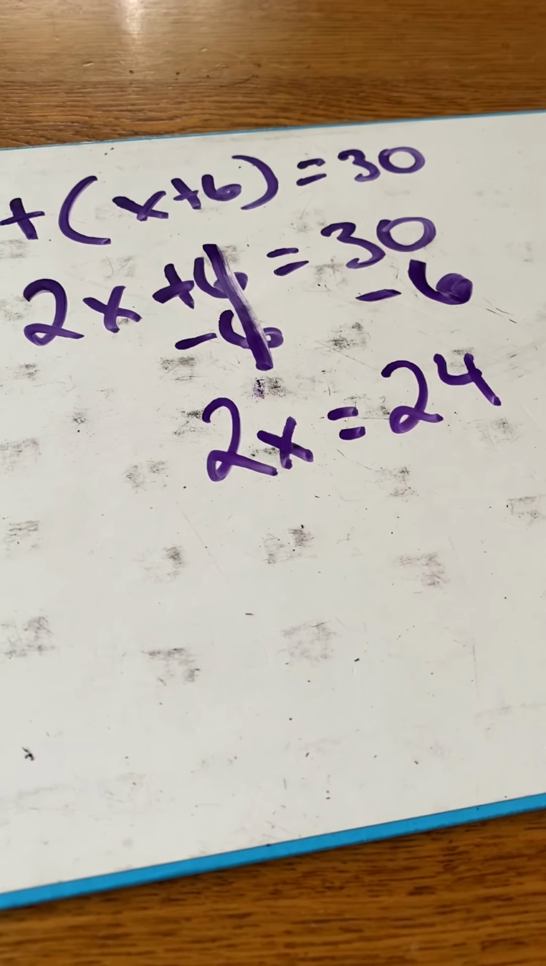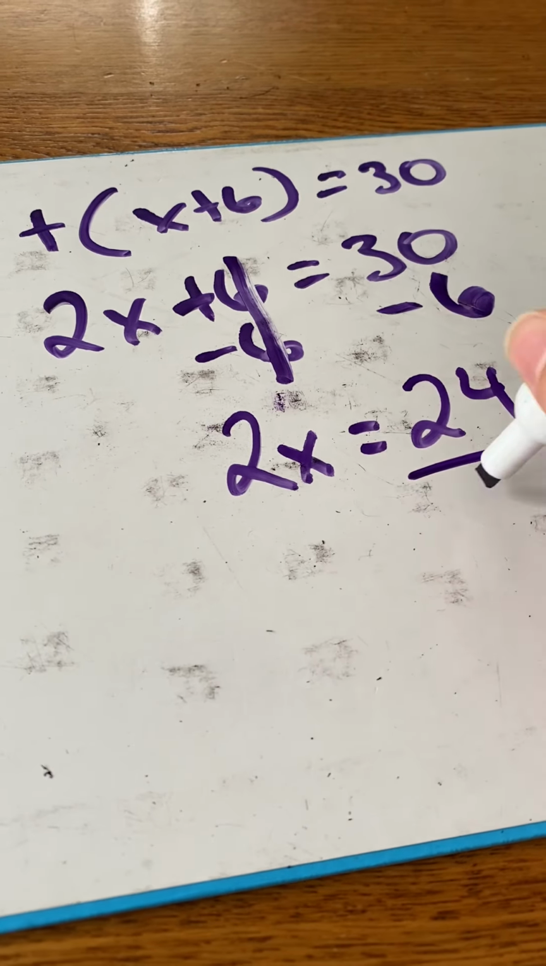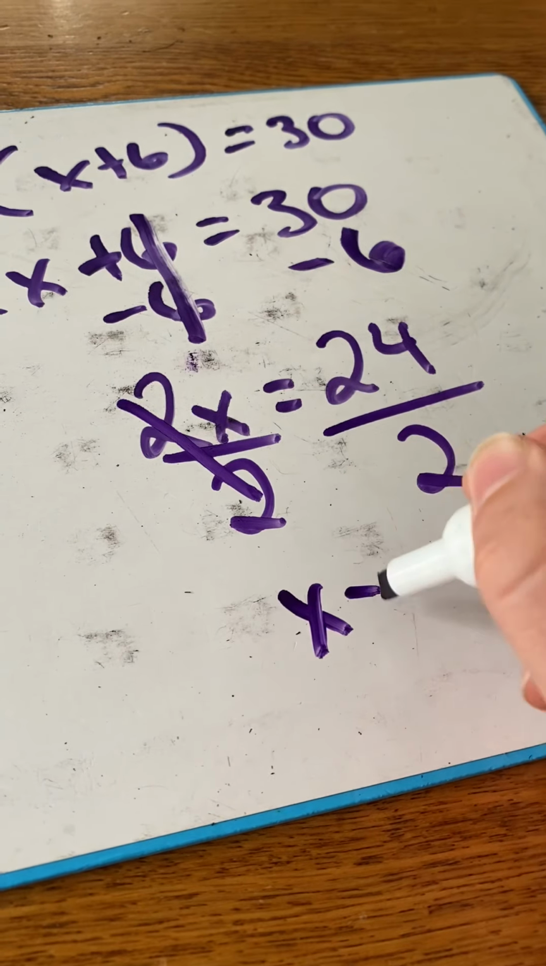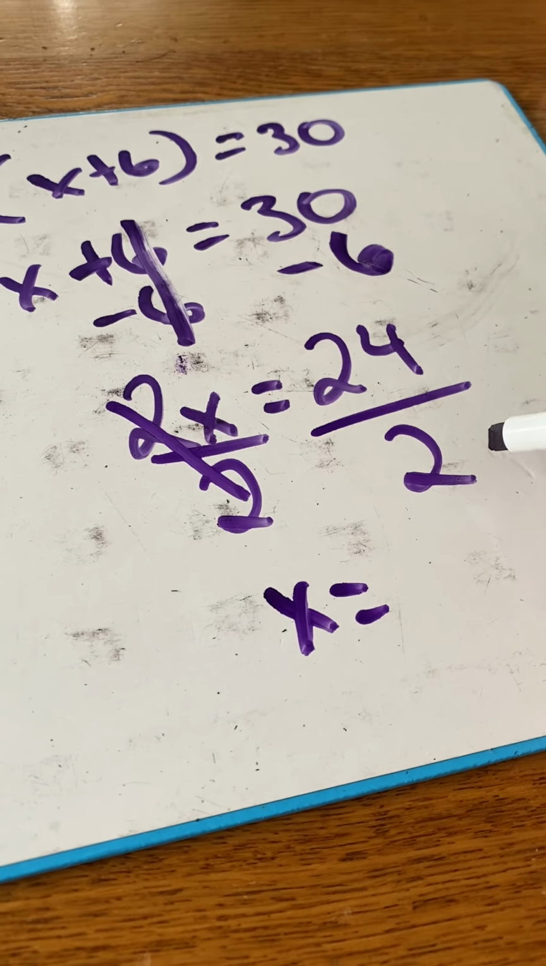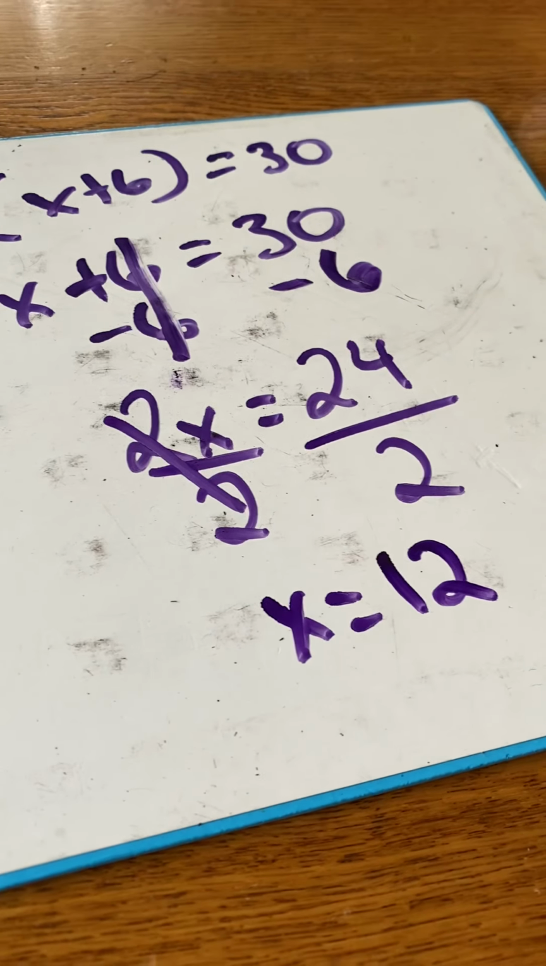Now, we need to get x by itself. We're going to divide 24 by 2. We're going to do that to both sides. That way here we're just left with x. 24 divided by 2 is 12. Now, we are not done yet.